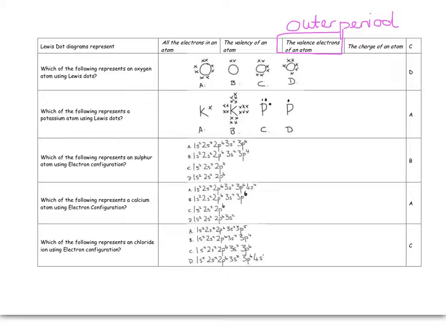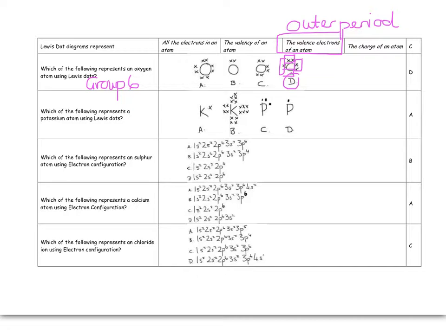An orbital diagram shows all the electrons, and electron configuration shows all the electrons, but a Lewis dot diagram only shows the outer period. Which of the following represents an oxygen atom using Lewis dots? Look at your periodic table. You will see that oxygen is in group 6. It's got 8 electrons, but it only has 6 in the second period, 2 in the s orbital and 4 in the p orbital. So your correct representation is going to be here, where I've got s, a pair in the p, a single in the p, and a single in the p orbital.